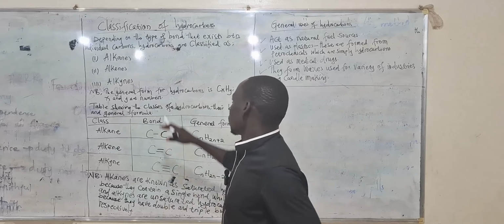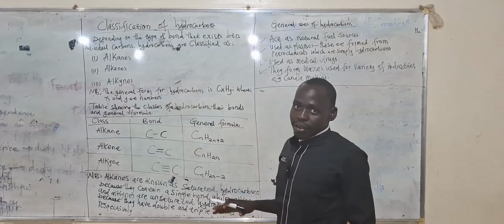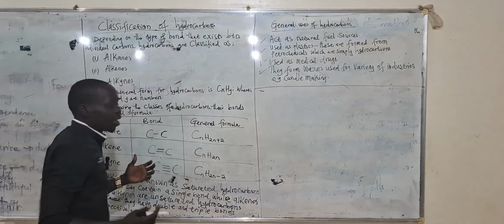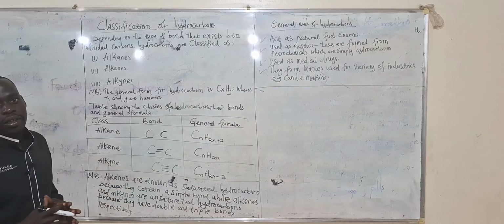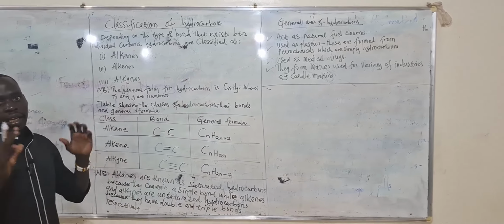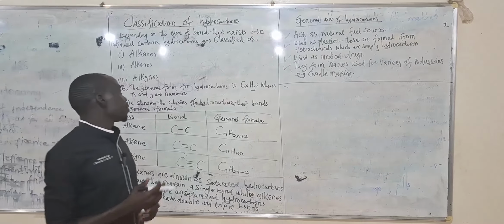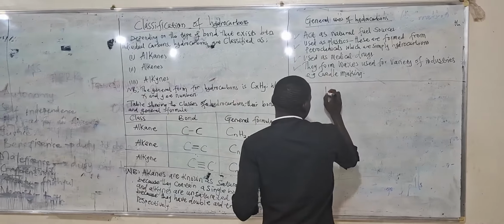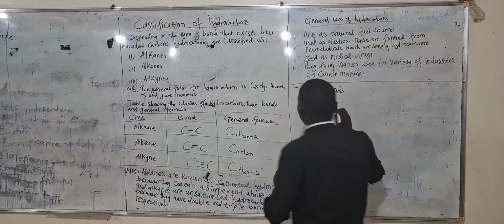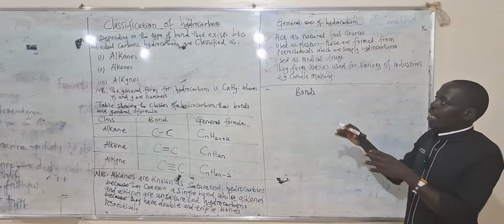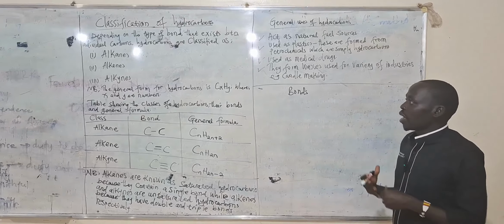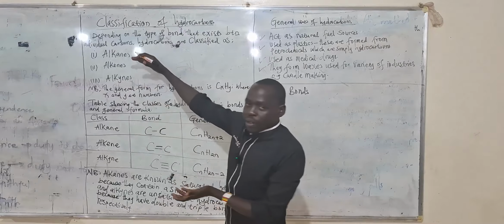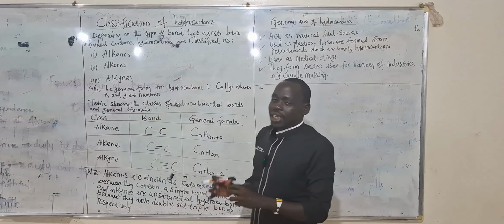So today I will be taking you through classification of hydrocarbons. In the previous class, we talked about hydrocarbons, and we said hydrocarbons are organic compounds or substances which contain hydrogen and carbon only. Because of that, we classify them based on the bonds they have between carbon atoms. The first one is the alkanes, the second one is alkenes, then the third one is alkynes.